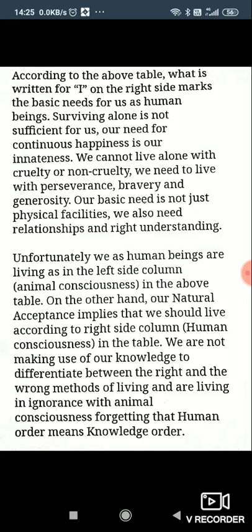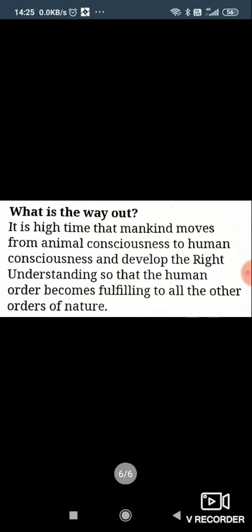In the table, we are not making use of our knowledge to differentiate between the right and the wrong methods of living, and are living in ignorance with animal consciousness, forgetting that human order means knowledge order. What is the way out? It is high time that mankind moves from animal consciousness to human consciousness and develops the right understanding so that the human order becomes fulfilling to all the other orders of nature.